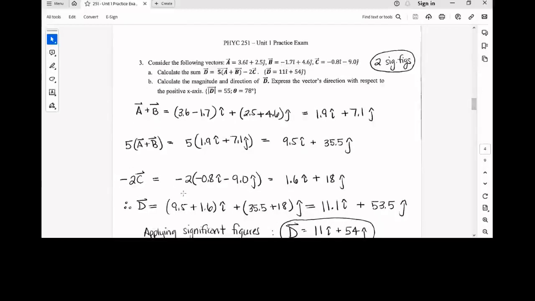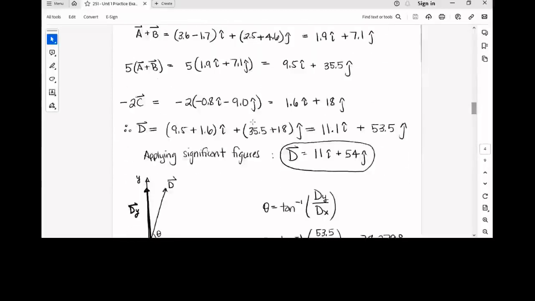And finally, I can take vector C and multiply it by negative 2. So that's negative 2 times negative 0.8 i hat. That yields a positive 1.6 i hat. And then negative 2 times negative 9.0 j hat, which is going to yield a positive 18 j hat. And all I have to do is add these together because I have 5 times the vector A plus B added to vector negative 2C. And what you end up with is vector D, that is 11 i hat plus 54 j hat.